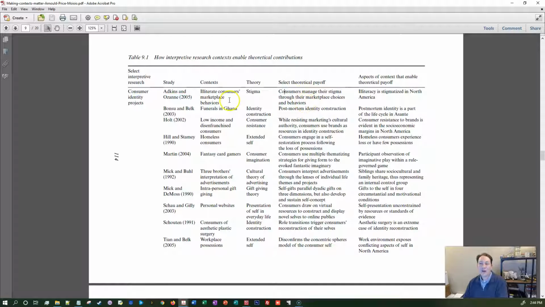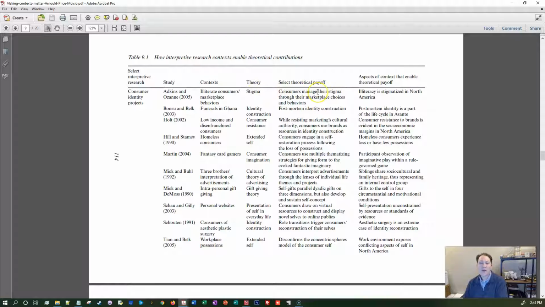So in this study on illiterate consumers' marketplace behaviors, they were trying to communicate that consumers manage their stigma through their marketplace choices and behaviors. And ideally, what we want people to walk away from hearing about this story is that illiteracy is stigmatized in North America. So the story is pointing towards a conclusion, but there's data there that is being supported as well that's helping to discuss this theory of stigmatization.